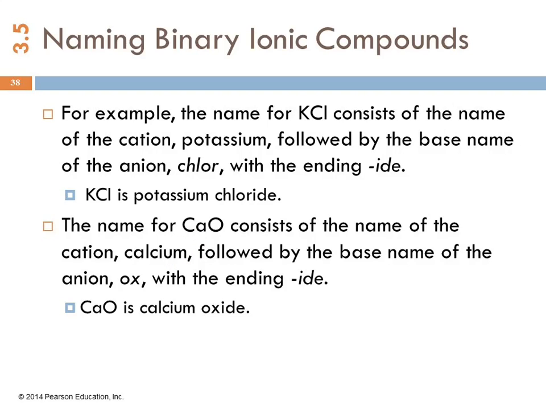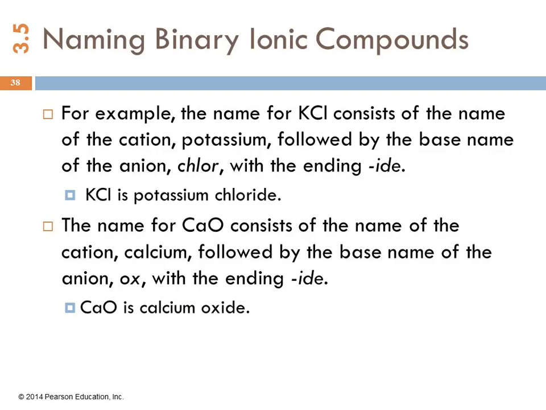If you have a hard time remembering, the way I think of it is this: we're trying to be concise. We don't want to write a lot of extra stuff. Calcium doesn't need a Roman numeral because we've got the periodic table. So we don't need to write the Roman numeral unless we need to. So calcium is just calcium. And then oxygen is a nonmetal. We just change the ending to oxide, calcium oxide.